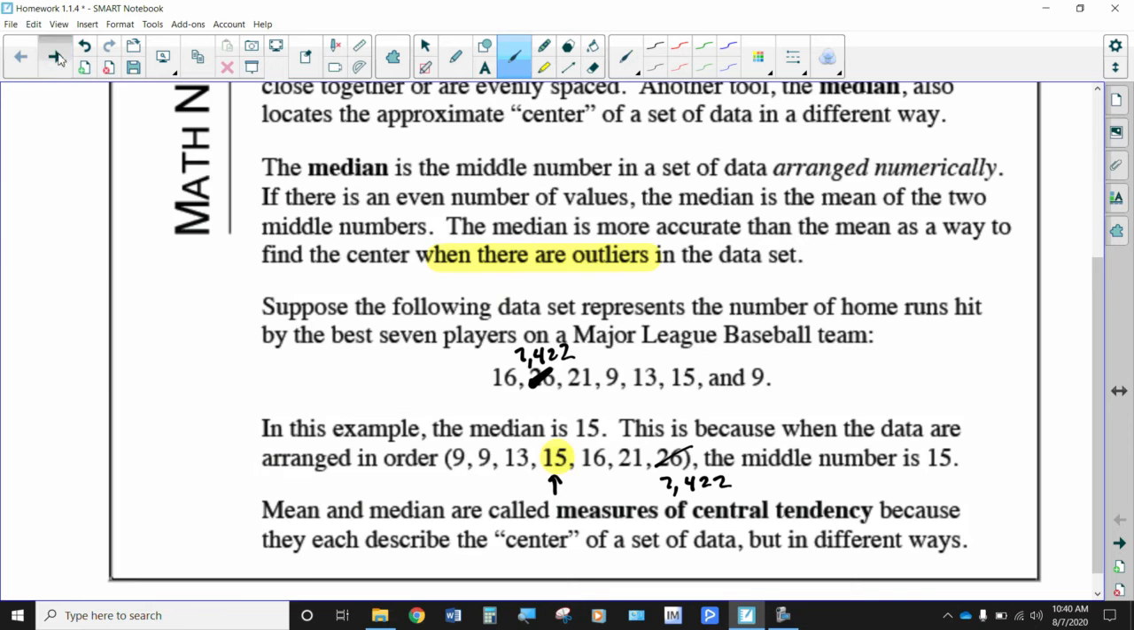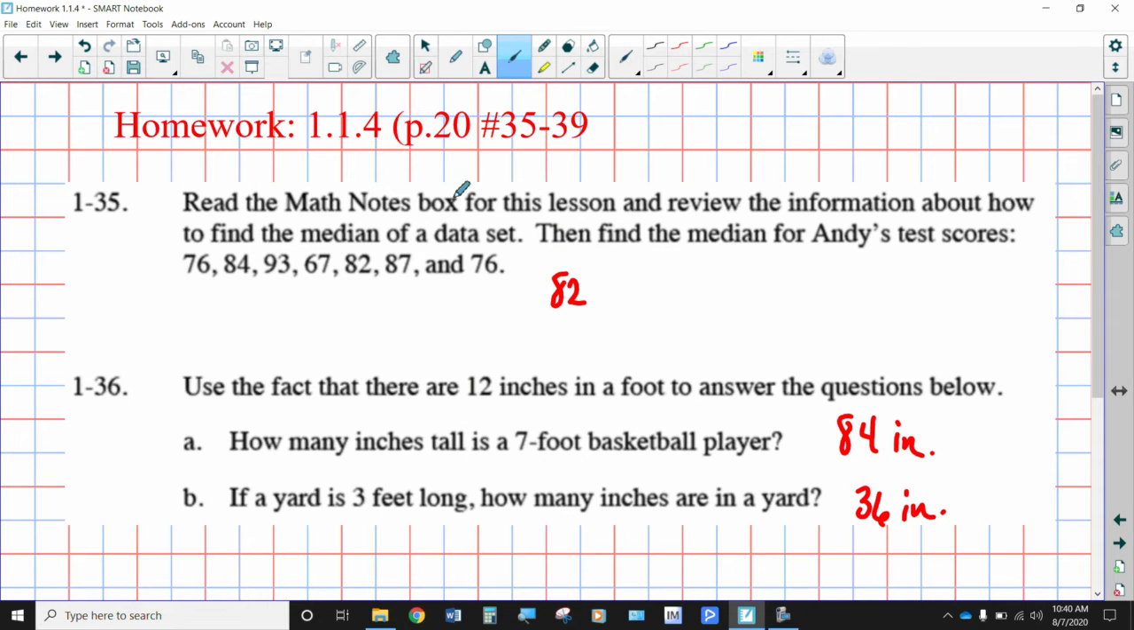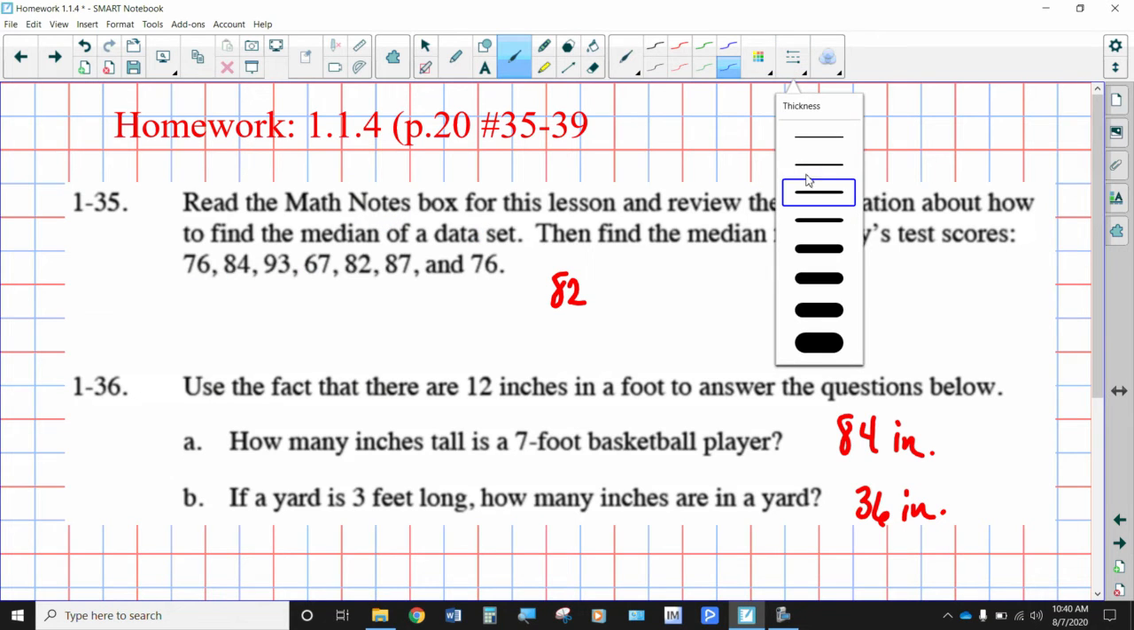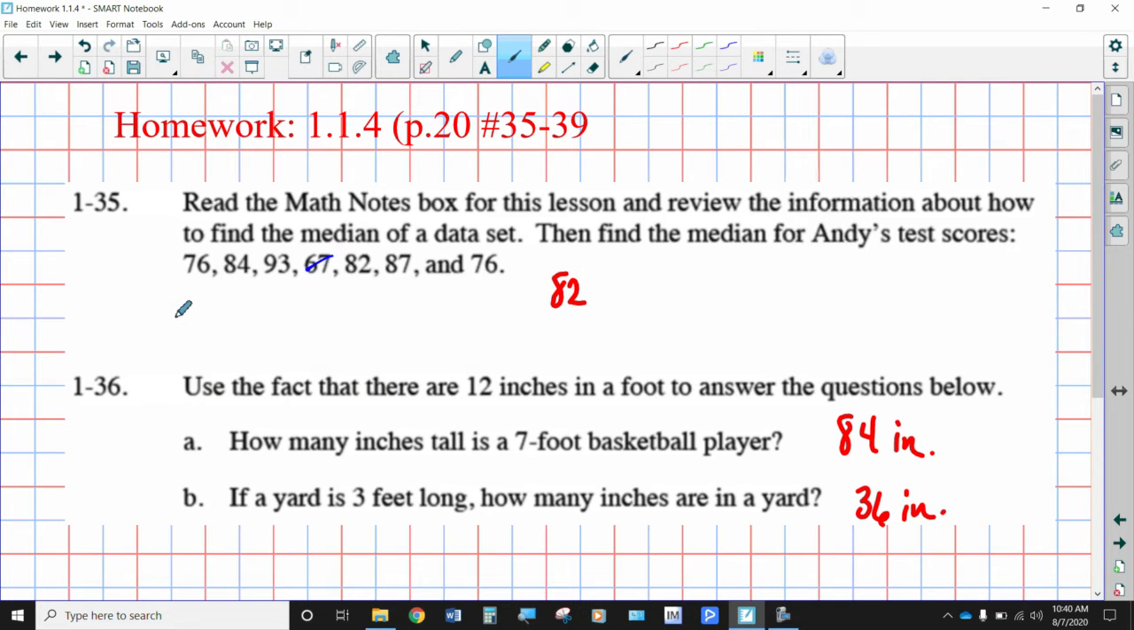All right? All right, so read math notes for this lesson. We just got done doing that. Find the median of this set of data. Okay, so you got to put them in order from least to greatest, right? So the lowest number, what I tend to do is I copy the numbers down, and then as I put them in order, I cross them out. Comes next, the 82, then the 84, then 87, and then 93.